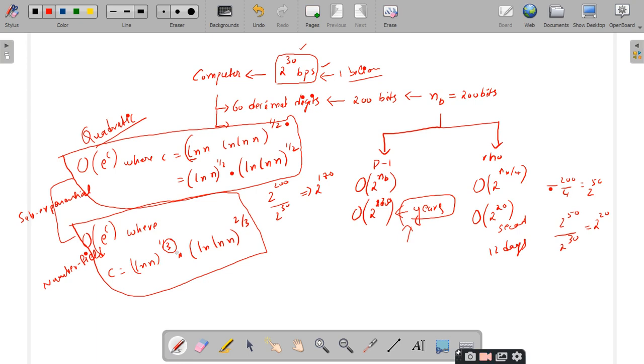Other than these two, we also have more efficient methods like the quadratic sieve method, which has a time complexity of big O of e power c, where c is expressed as ln n power 1 by 2 into ln ln n power 1 by 2. And the number field sieve has the same complexity, big O of e power c, but c is expressed as ln n power 1 by 3 into ln ln n power 2 by 3. So both of them are also sub-exponential in nature.